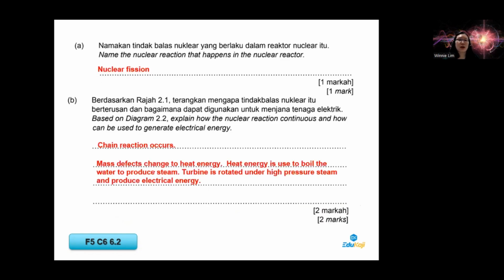Okay, so chain reaction occurs, mass defect changes to heat energy, and then this heat energy in a nuclear reactor is basically used to boil the water and produce steam. And then this steam is actually used to turn the turbine. And lastly, produce electrical energy. Okay, so maybe this part, you may miss out 1 point. It's still acceptable because total is 2 marks. So this is 1 mark. Okay, and then this one is another mark.